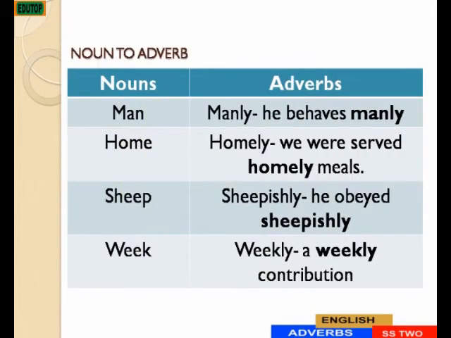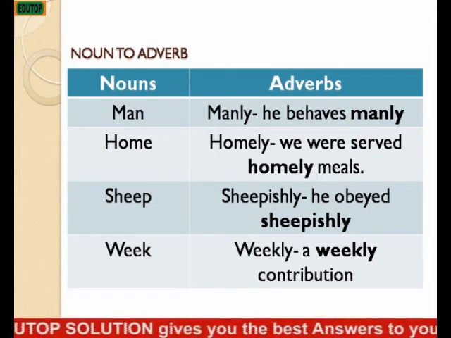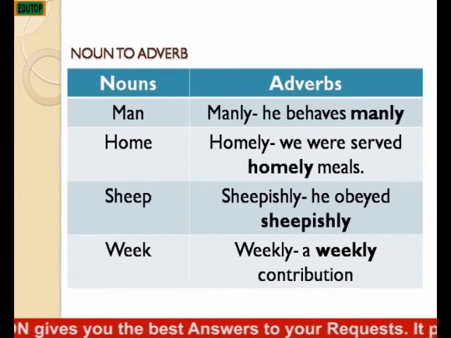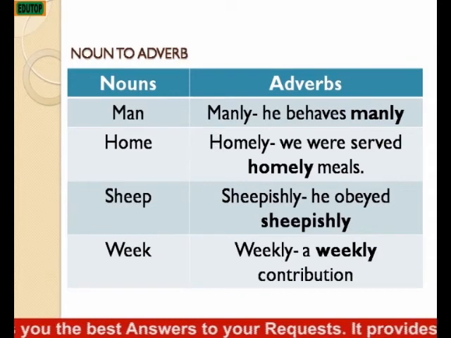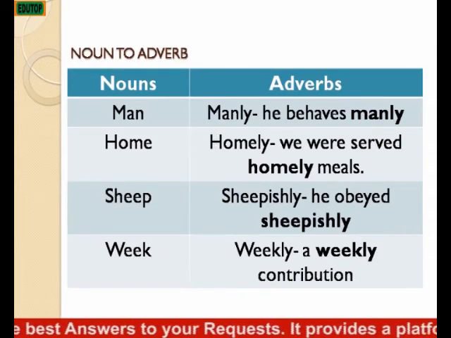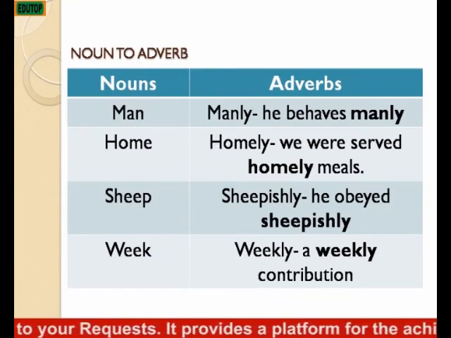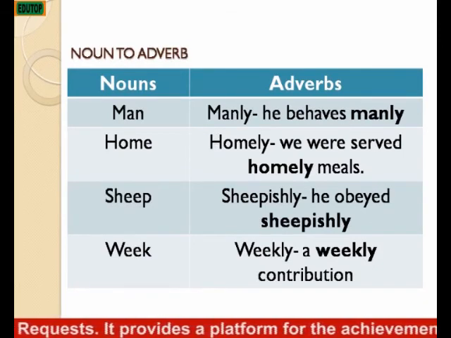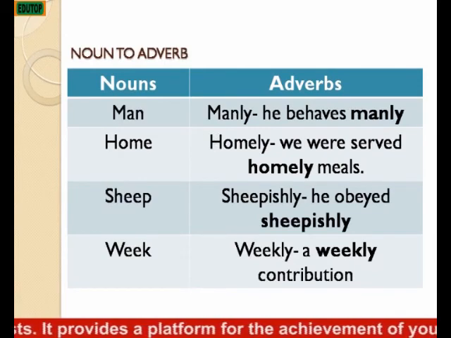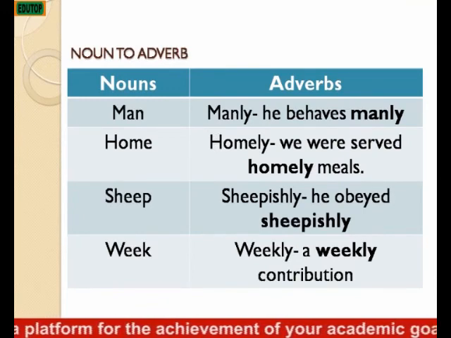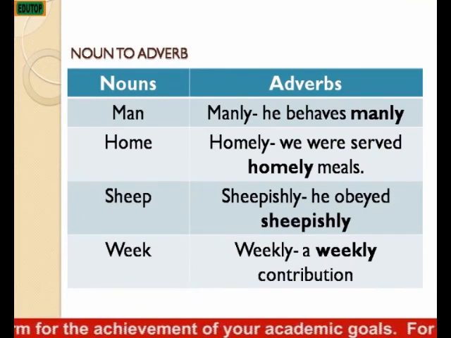We have two columns. The first column has a list of nouns, while the second column has a list of nouns that have been converted through the use of ly, or by adding ly to the back. Man: when we add ly to man, it becomes manly. Then we can have, he behaves manly. Home: when we add ly to home, it becomes homely. We were served homely meals.